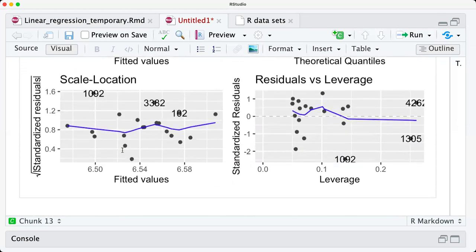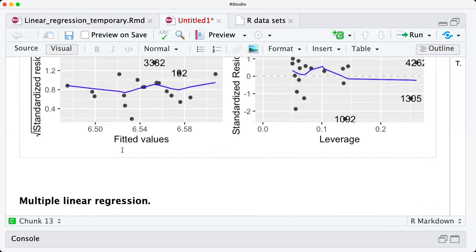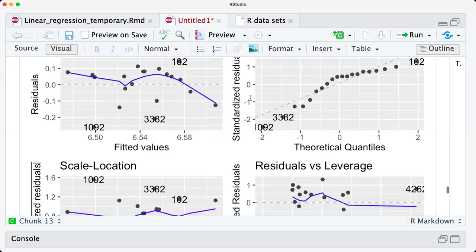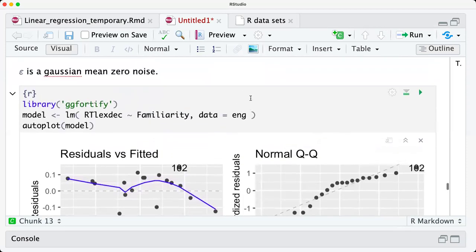I think it goes beyond the scope of the course to go into details on each one of these plots. It would be nice, but we have not so much time.